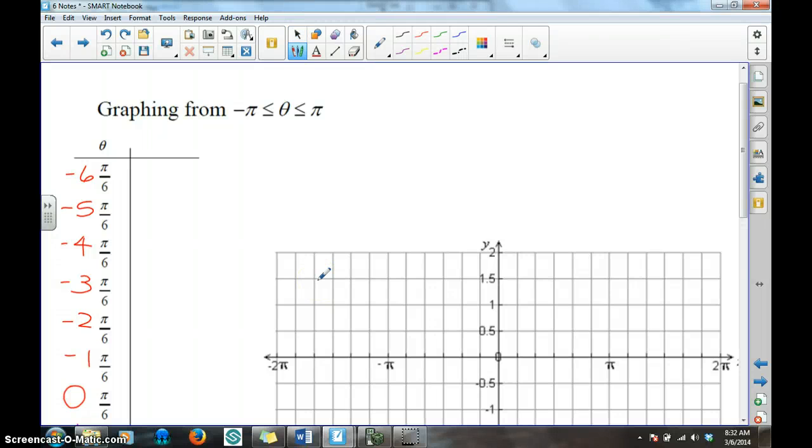Do you want to do a sine or a cosine graph? Sine. Let's do a sine. Let's do a sine graph of -3 sine of, I don't know, 0.5 theta.